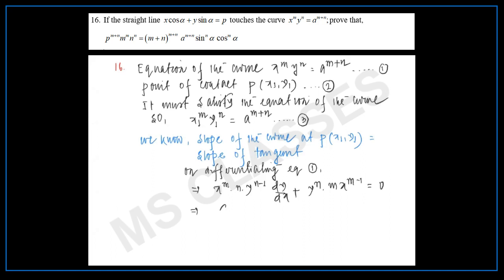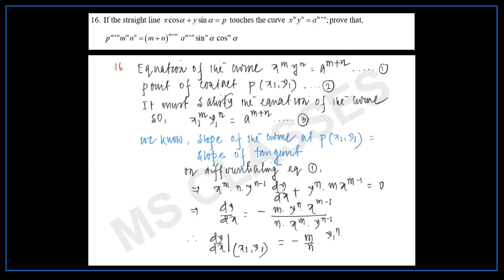Now from this, dy/dx we will get as minus m into y to the power of n x to the power of m minus 1, whole divided by n into x to the power of m into y to the power of n minus 1. Now we are finding this at the point of contact. We are finding slope at the point of contact, so x1, y1, and that is the slope of the curve at the point P (x1, y1).